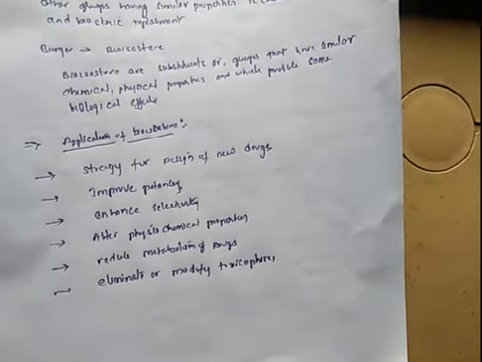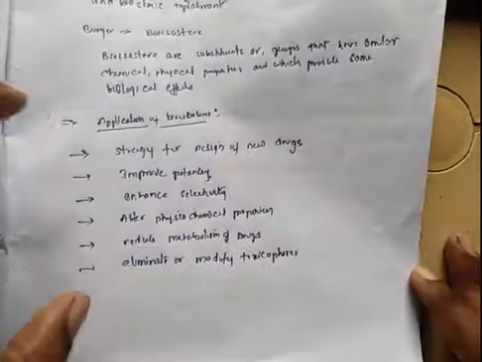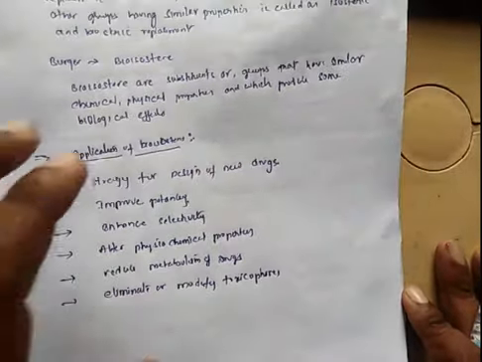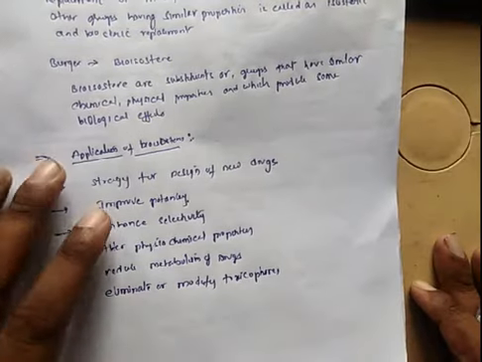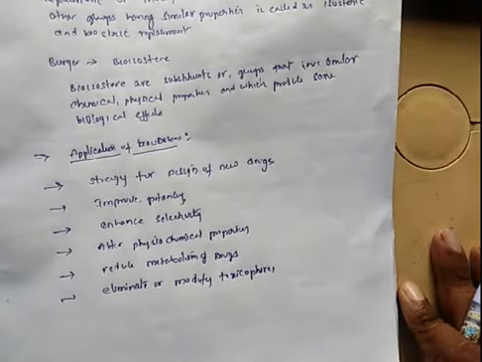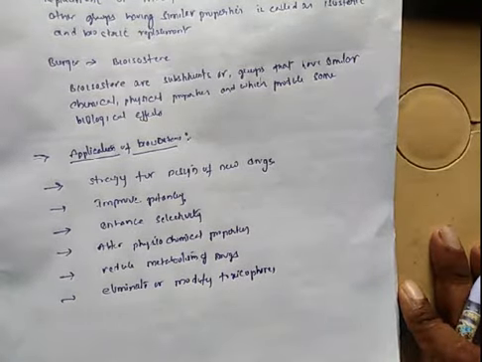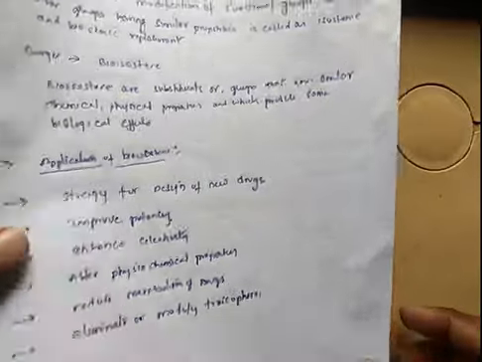Whenever this question comes in the exam, first write the definition, then write the application. If it is for a long answer, write it; if it is for a short answer, don't write the application. Okay, this is about the introduction to this question. Next we will go for classification with examples, the classification of bioisosteres.